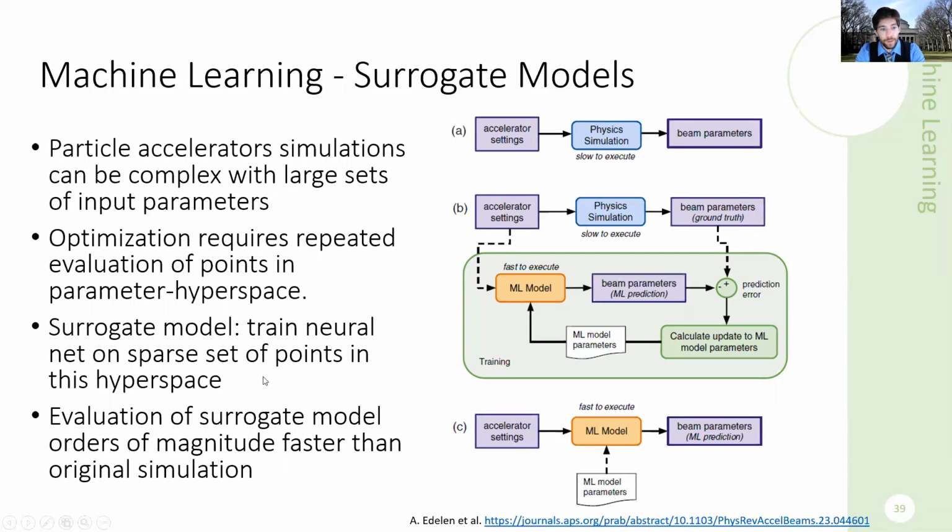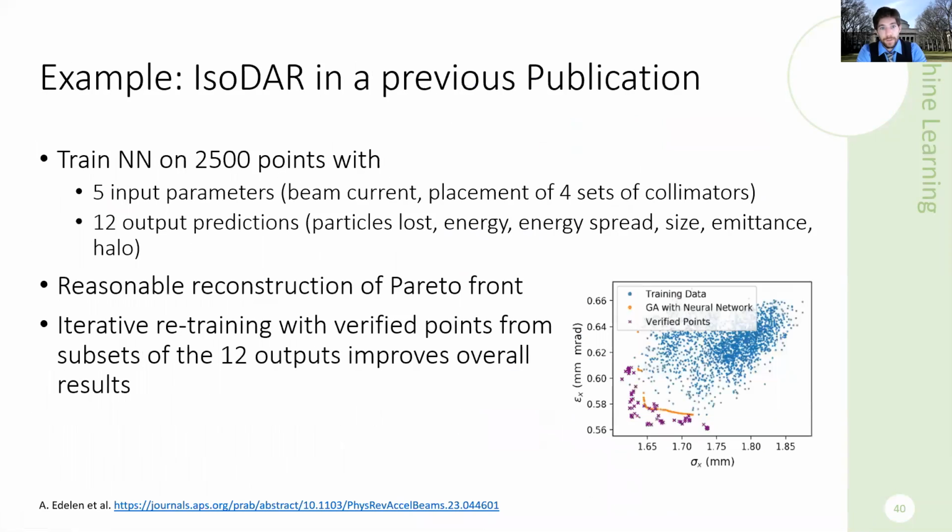So in a surrogate model, you can train a neural net on a sparse set of points in this large parameter hyperspace, and then you can evaluate the surrogate model instead of your physics simulation during the optimization process. And this is depicted here in this schematic. So here's this example that I mentioned, where a neural net was trained on 2,500 points with 5 input parameters and 12 output predictions. These would be the lost particles, the energy spread, and then 3 parameters for beam size, 3 parameters for emittance, and 3 parameters for halo.